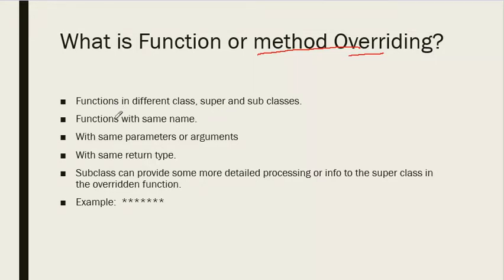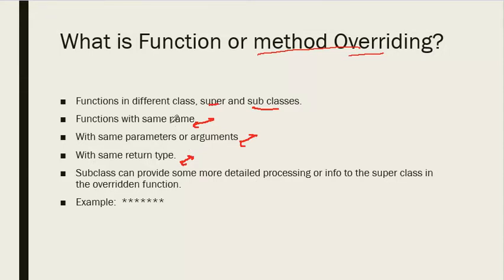Method overriding means, for example, you have a parent class and you have a subclass or a child class, and the parent class and the child class have the same functions. They are of course different classes, but they have the same function name. Two functions with the same name, one in the parent class, one in the subclass. They have the same parameters or arguments, and they have the same return type, both of the functions.